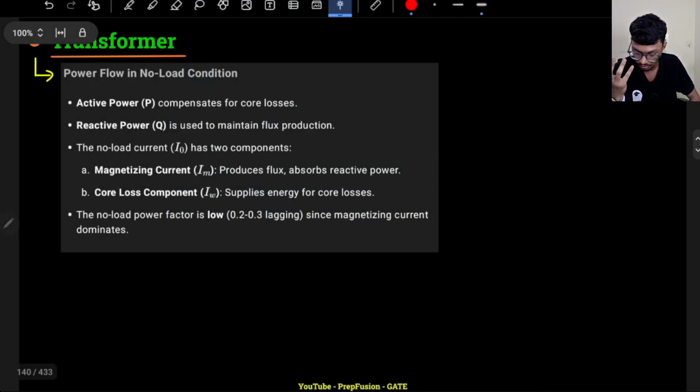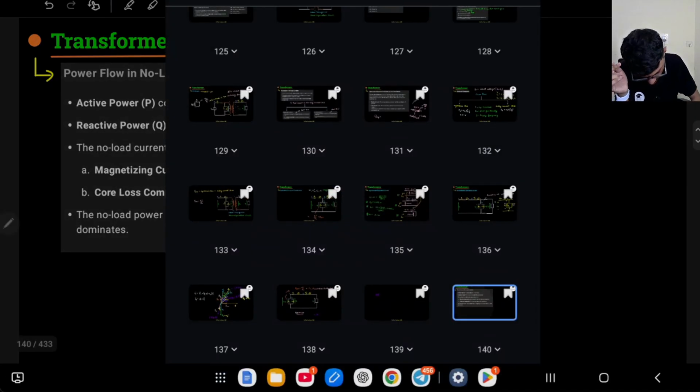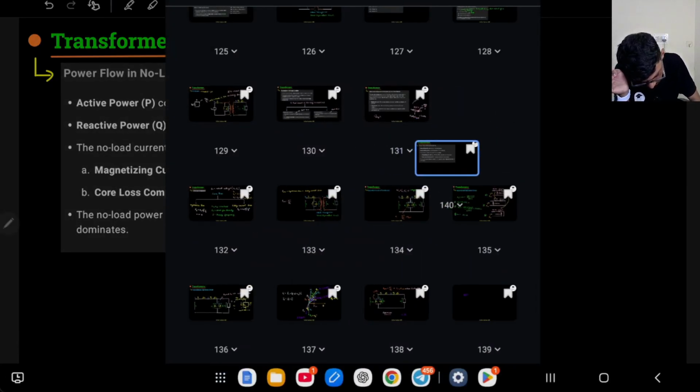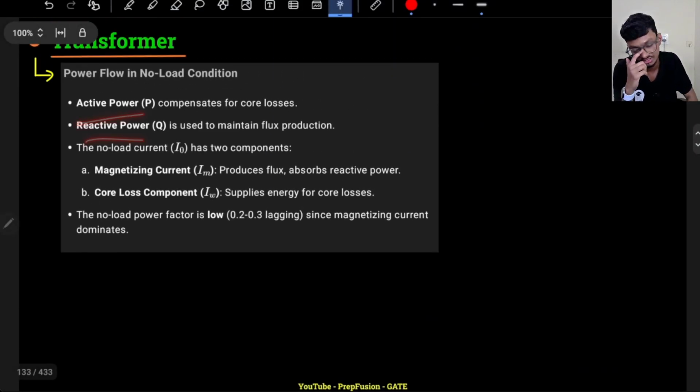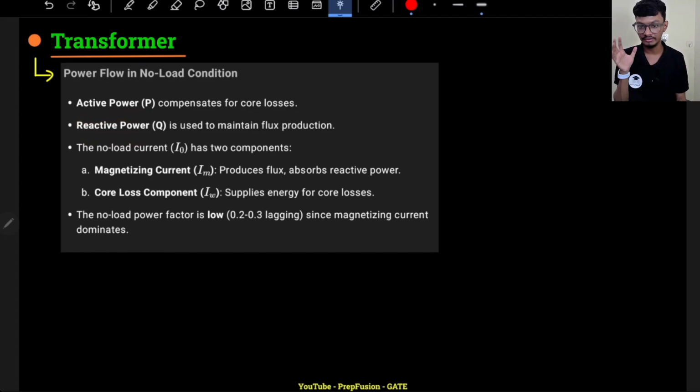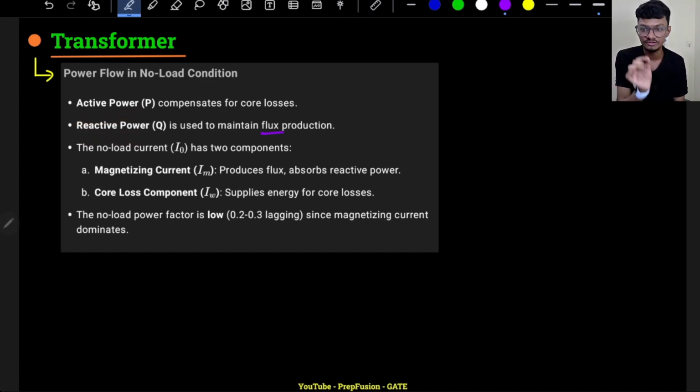Okay, so power flow in no load. I should add a note here earlier, this is wrong. In no load there are basically two powers: one is the active power, another one is the reactive power. In the starting itself, I told you why reactive power is important, in network theory as well. In AC analysis, I told you that reactive power is important to produce the flux, because the flux will link the secondary. That is why reactive power is important. And what is active power? Active power is used to compensate for the core losses.